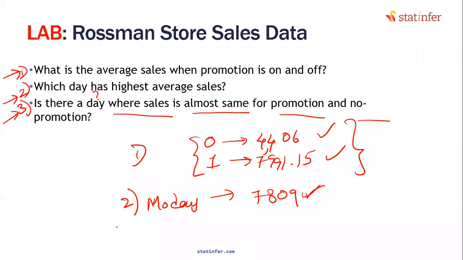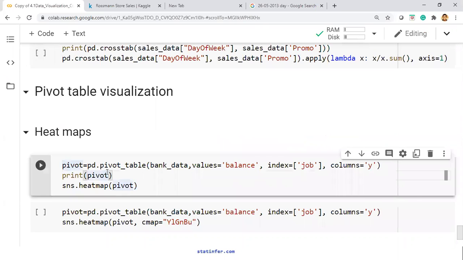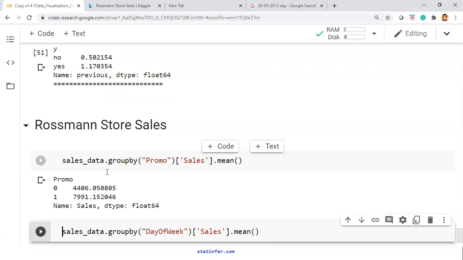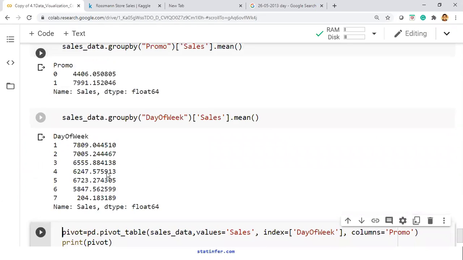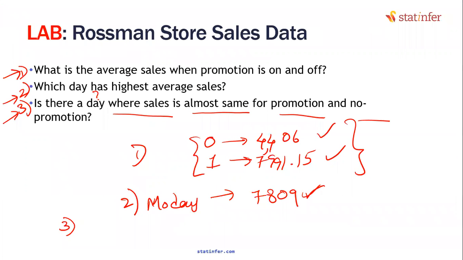Third question is slightly tricky, that might require a bit of thinking from you. Meanwhile, I'll also execute that. So be ready with the third question answer as well. It has group by promotion, non-promotion. Okay, this one, tell me. What I want is something against the pattern. Is there a day where sales is almost same for promotion and no promotion? That means whether you give a promotion or not, they don't care. Sales is almost same.